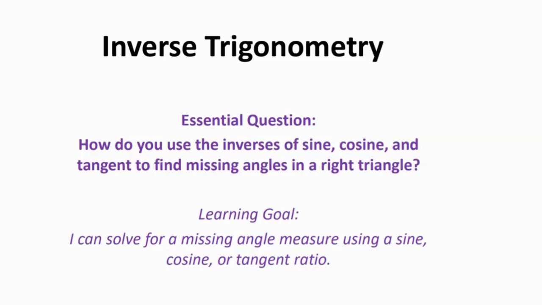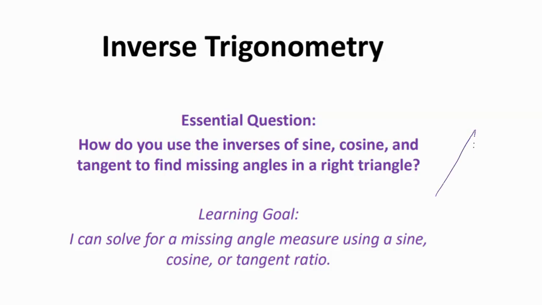Mrs. Hanvey here. All right, so today's lesson, we're going to talk about inverse trigonometry, and how to use the inverse of sine, cosine, and tangent to find the missing angle in a right triangle. So before we used it to find a missing side.